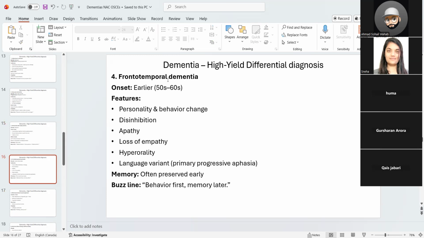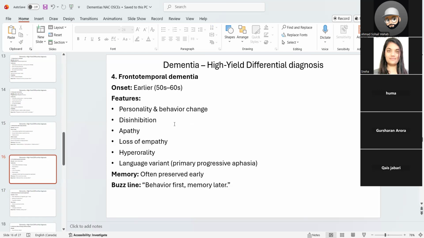The fourth type of dementia that you would need to differentiate from Alzheimer's or other causes of dementia is frontotemporal. Frontotemporal happens earlier, in patients in their 50s or 60s. The main concern in this type of dementia is usually the disinhibition or the personality change. Patient suddenly becomes apathetic. They don't care about their grandson all of a sudden. They don't care about their family anymore. They start exposing themselves inappropriately to strangers or outside or something like that.